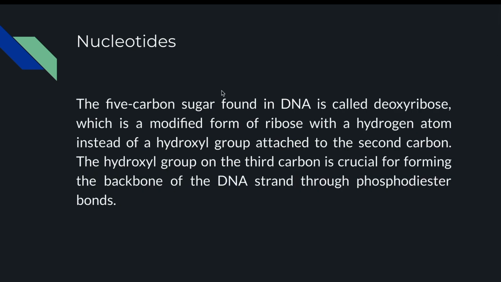The 5-carbon sugar found in DNA is called deoxyribose, which is a modified form of ribose with a hydrogen atom instead of a hydroxyl group attached to the second carbon. The hydroxyl group in the third carbon is crucial for forming the backbone of the DNA strand through phosphodiester bonds.